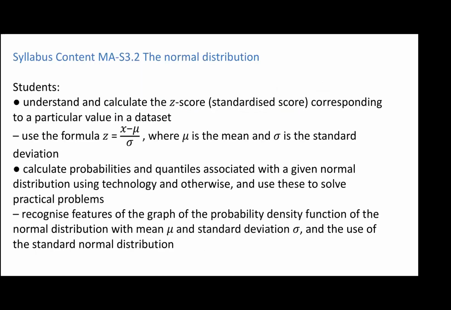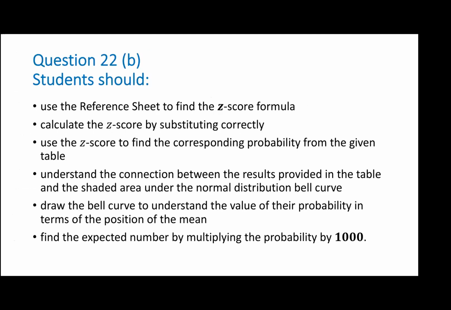There's the syllabus content here. The first part is obviously just the z-score, which is also given in the reference sheet. Then we're also looking at recognising how to use the probability density function of the normal distribution with the mean and the standard deviation. So what students should do is use the reference sheet to find the z-score formula and then substitute values correctly, checking that they substitute the mean and the standard deviation correctly. Then they use the z-score to find the corresponding probability, again from the table that's given, and then understand the connection between the results provided in the table and the shaded area under the normal distribution bell curve.